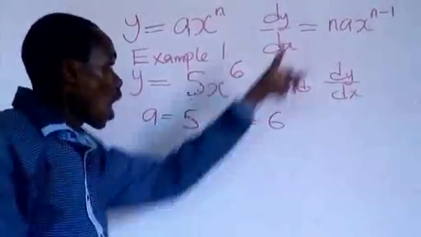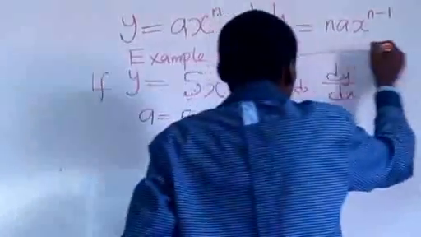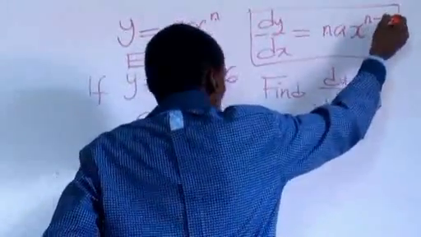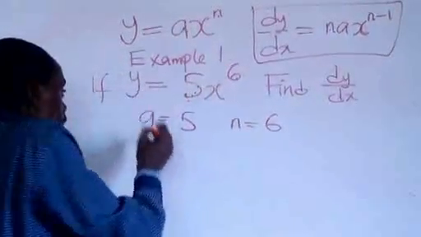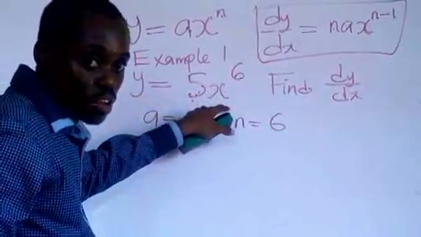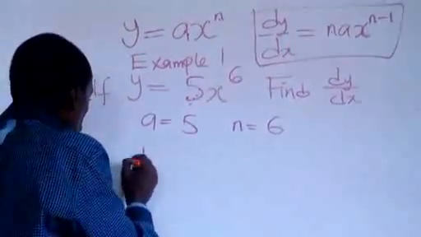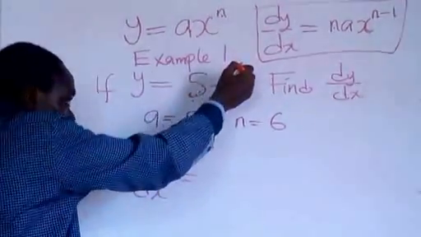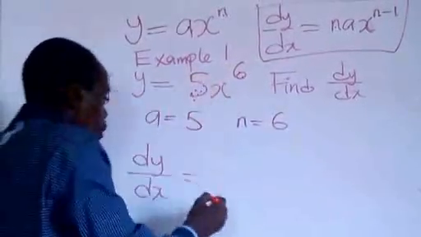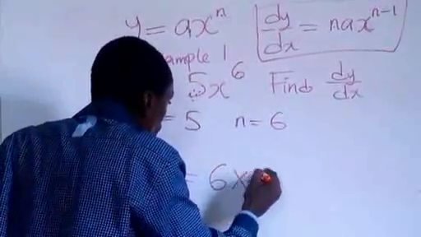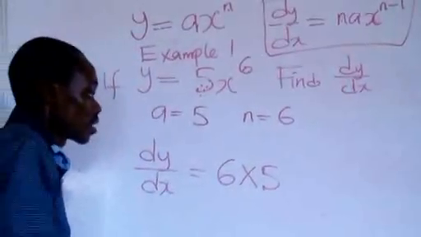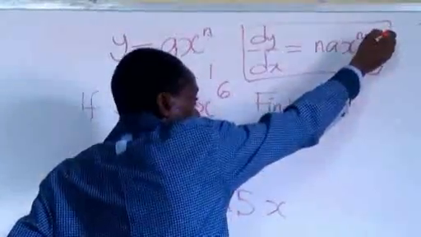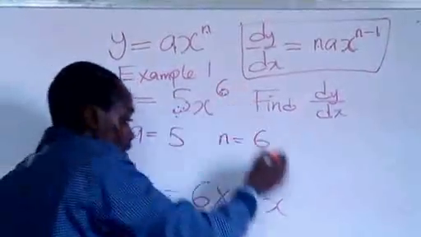So applying the formula where dy/dx is equal to n times a x to the power n minus 1, based on y equals 5x raised to power 6, your dy/dx is going to be equal to the 6 here, the power will come down and multiply the 5. So we're going to have 6 times 5x. Then here n decreases by 1.